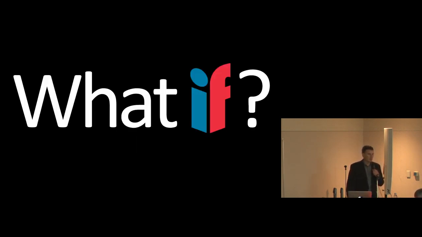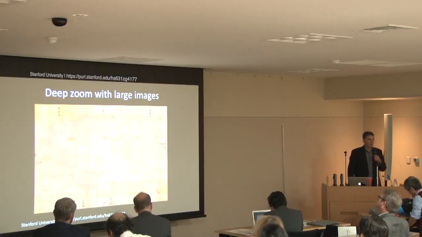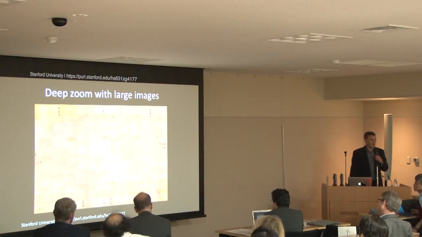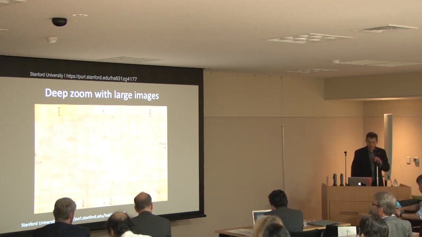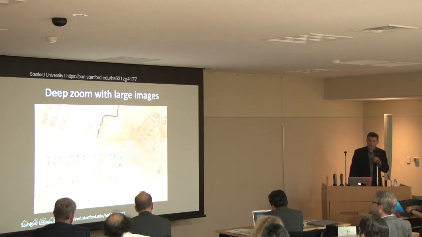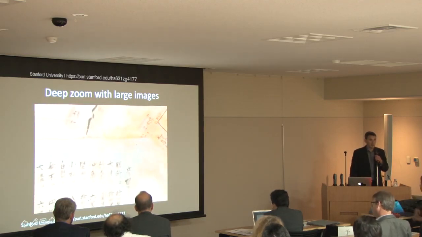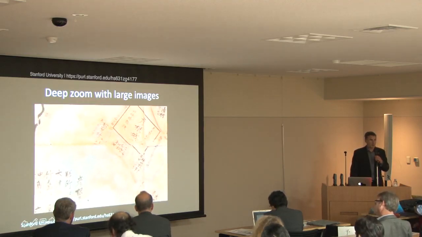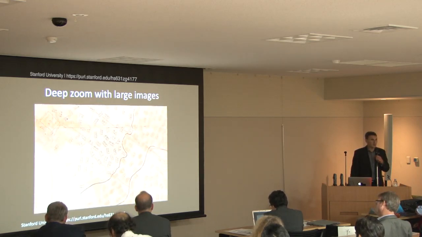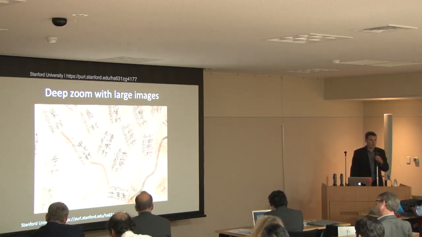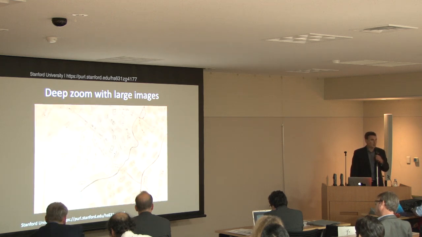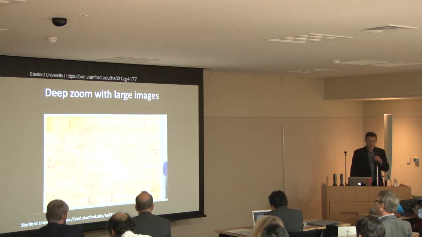Here are some examples of how IIIF has already improved image delivery on the web in the last 5 years. Deep zoom with large images is something that most cultural heritage institutions have to deal with. In this image, this is a Japanese tax map from the 19th century and is quite extensive. We imaged this at Stanford University using more than 200 shots. The master file is more than 1 gigabyte large. How do you deliver this effectively to researchers on the web?